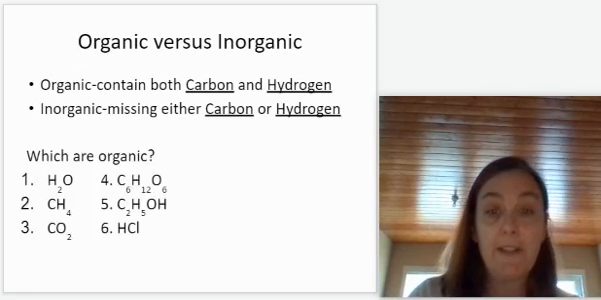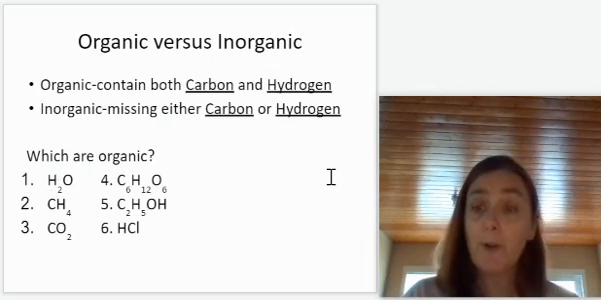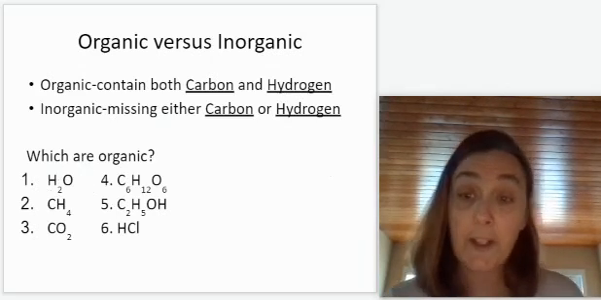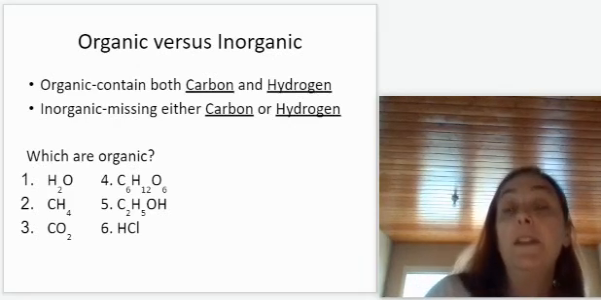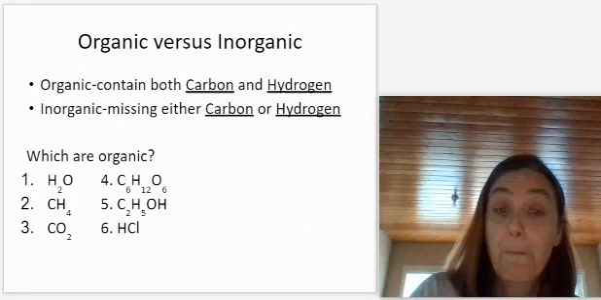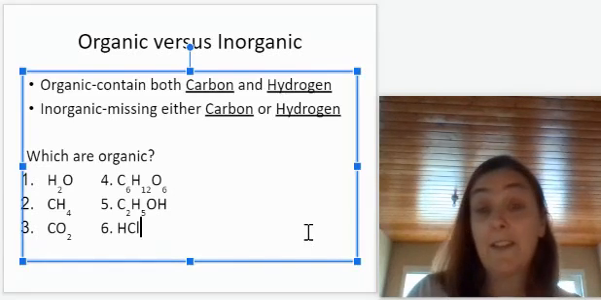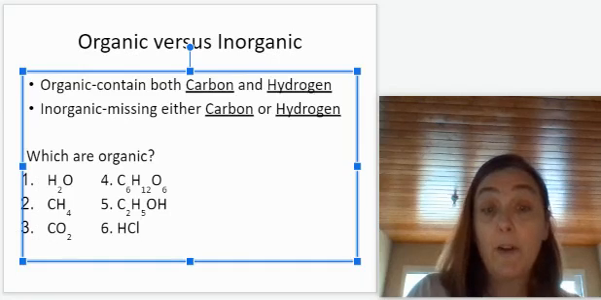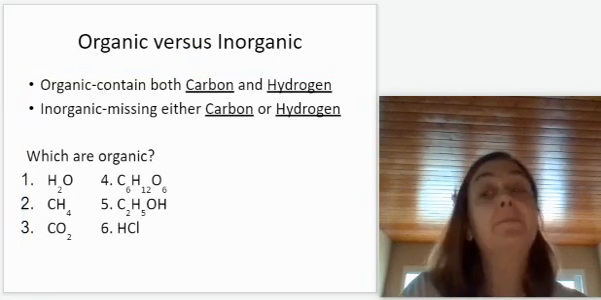So let's take a look at some examples. We have H2O, you all know that's water, two hydrogens connected with one oxygen. Is that organic or inorganic? Well, we can see it doesn't have carbon. And so without carbon, it's got to be inorganic.